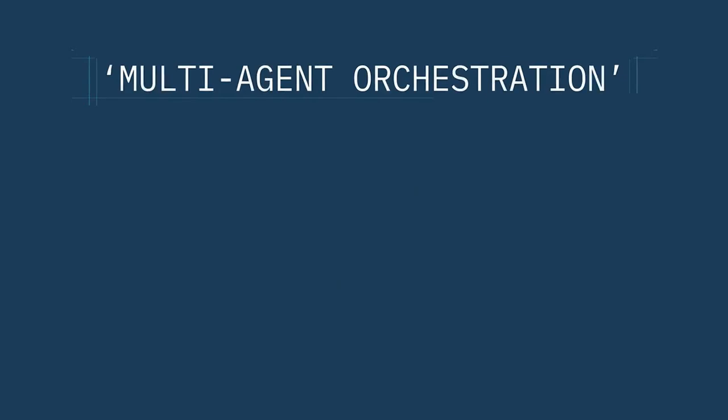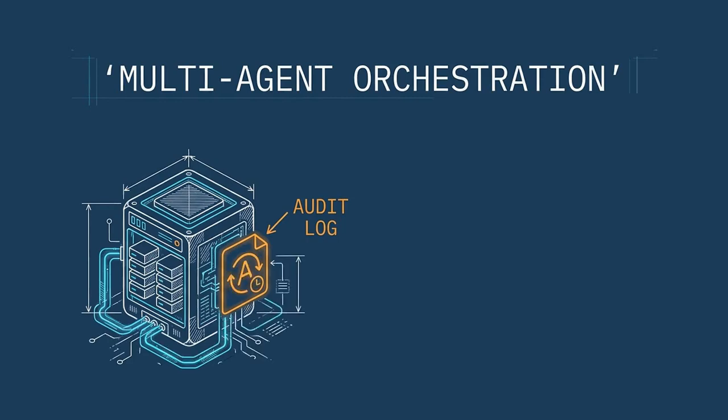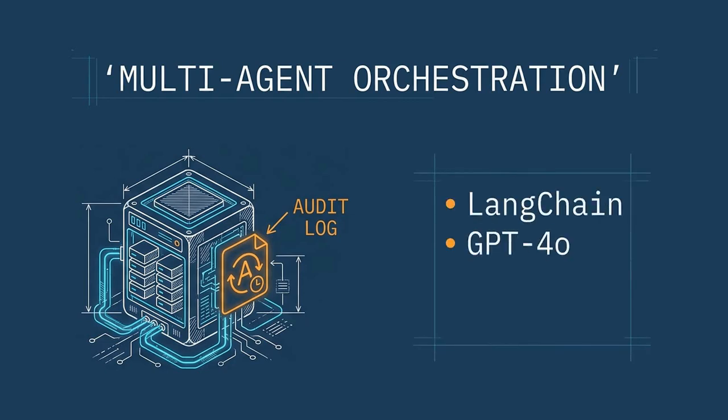The architecture we're building is a multi-agent orchestration system with a supervisor agent routing tasks to specialized sub-agents, a persistent memory layer, tool integrations across enterprise platforms, and a full audit trail. The stack uses LangChain for agent orchestration, OpenAI GPT 4.0 as the reasoning engine, Pinecone for long-term vector memory, and Make for connecting downstream business tools.